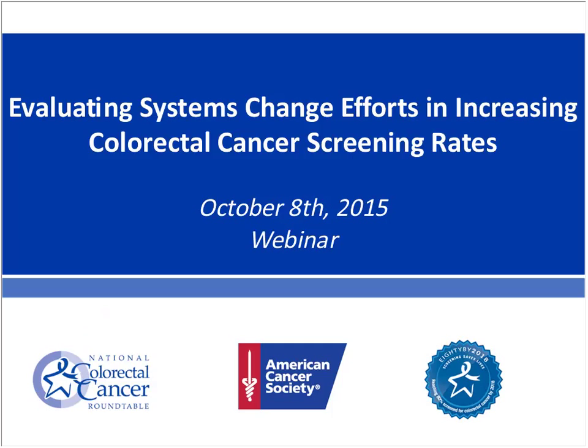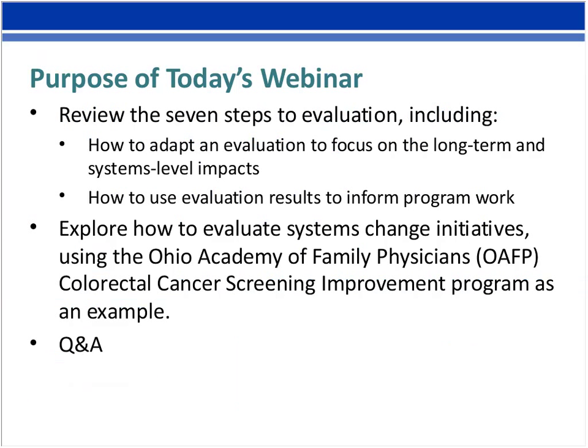So to get started, I wanted to run through the purpose of today's webinar. The purpose of today's webinar is to review evaluating systems change initiatives using the 7 steps to evaluation that are outlined in the National Colorectal Cancer Roundtable's Evaluation Toolkit. The toolkit's title is How to Evaluate Activities Intended to Increase Awareness and Use of Colorectal Cancer Screening. Hopefully that's a resource that you're familiar with, and if you're not, that you will check it out later today after listening to the webinar.